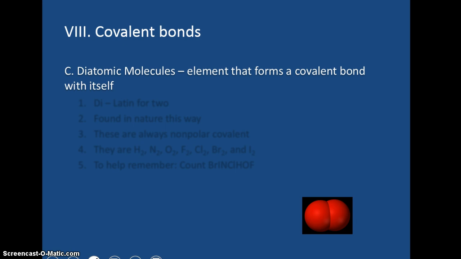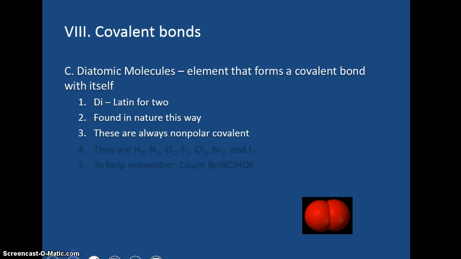Diatomic molecules. This will be important for this chapter as well as next chapter, so make sure you remember which atoms are diatomic. They are elements that form a covalent bond with itself. Di just means Latin for 2, and they are found in nature this way. These are always nonpolar covalent, and the elements are hydrogen, nitrogen, oxygen, fluorine, chlorine, bromine, and iodine. In nature, hydrogen is not found just as H, it's found as H2, as well as the rest of those.